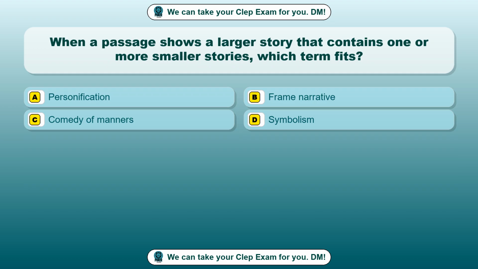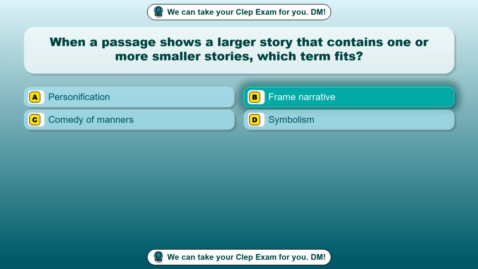Question 25. When a passage shows a larger story that contains one or more smaller stories, which term fits? Option A. Personification. Option B. Frame narrative. Option C. Comedy of manners. Option D. Symbolism. The correct answer is option B.